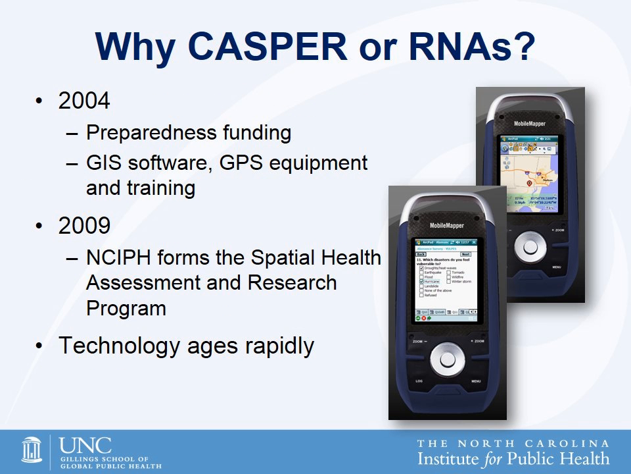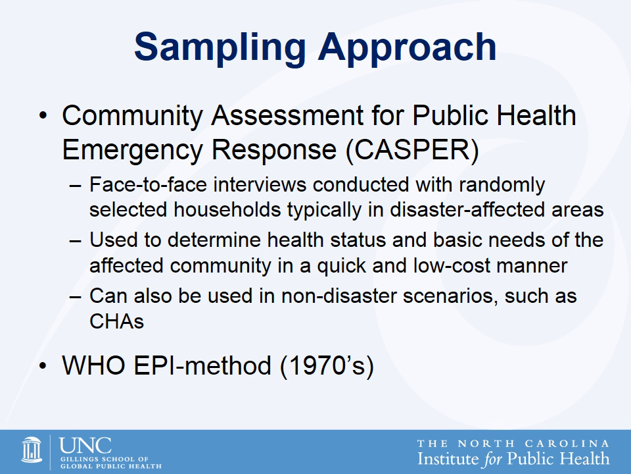So stepping back just a bit, actually I'm going to skip this and come back to it. So what is CASPER? Why do we use this sampling approach? CASPER, as Casey stated, stands for Community Assessment for Public Health Emergency Response. They're basically face-to-face interviews conducted with randomly selected households, typically after disasters. It's a way to determine the health status and basic needs of a community in a quick and low-cost manner. It's been adopted pretty easily for this framework. It was developed really in the 60s and 70s by the World Health Organization, and some of you may be familiar with the Rapid Needs Assessment, or the EPI method, the Expanded Program on Immunization. This was a program whose goal was to make vaccines available to children throughout the world. So they developed this method to quickly assess how well they were doing.